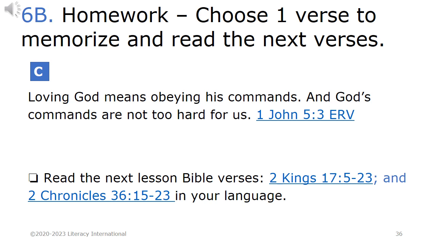6b. Homework. Choose one verse to memorize and read the next verses. C. Loving God means obeying His commands, and God's commands are not too hard for us. 1 John chapter 5, verse 3 from the ERV. Read the next Bible lesson, verses 2 Kings chapter 17, verses 5 through 23, and 2 Chronicles chapter 36, verses 15 through 23 in your language.